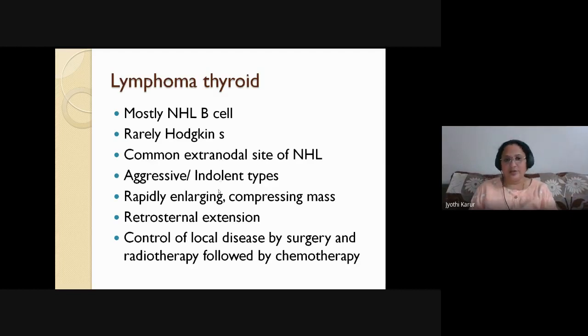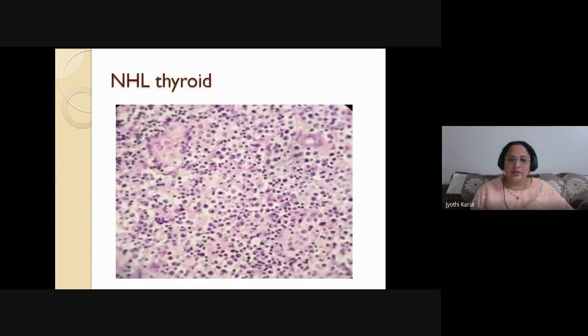So what are the clinical features? It is a rapidly enlarging, compressing mass. It is not as aggressive as anaplastic carcinoma, but the gland is definitely rapidly enlarging, and there is retrosternal extension. So you have to keep in mind the lymphoma of thyroid. But luckily, this can be diagnosed by FNAC. You have to control the local disease, so you do total thyroidectomy, followed by radiotherapy and chemotherapy for the future. This is a typical non-Hodgkin's lymphoma picture.